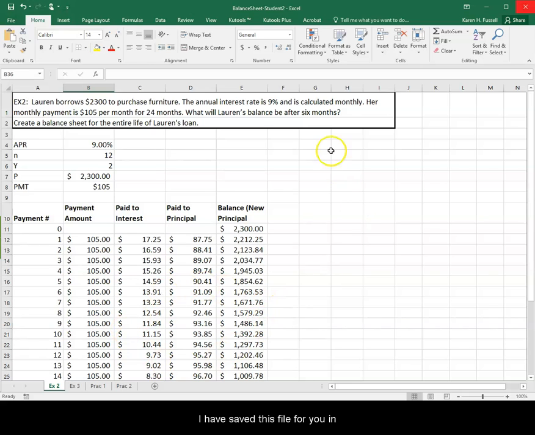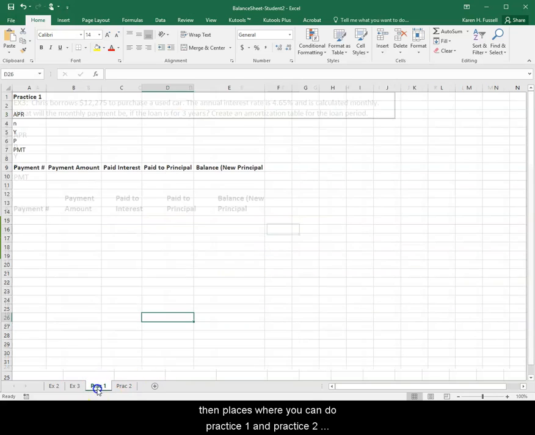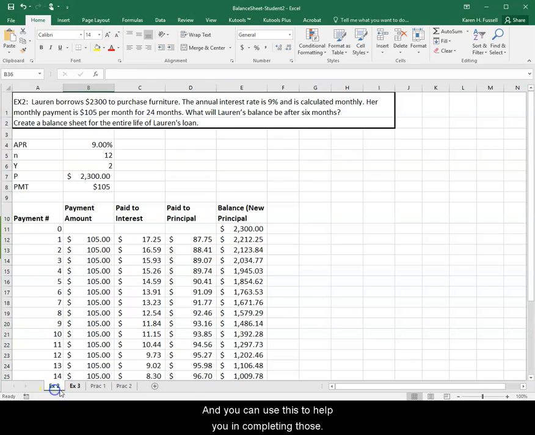I have saved this file for you in Blackboard. It's called Balance Sheet Student 2, so you can use this for practice. There's another example on here that you can use for practice. And then places where you can do practice 1 and practice 2 from your workbook. And you can use this to help you in completing those.